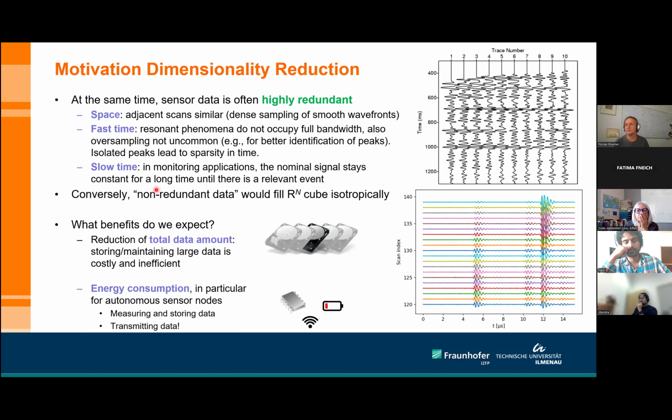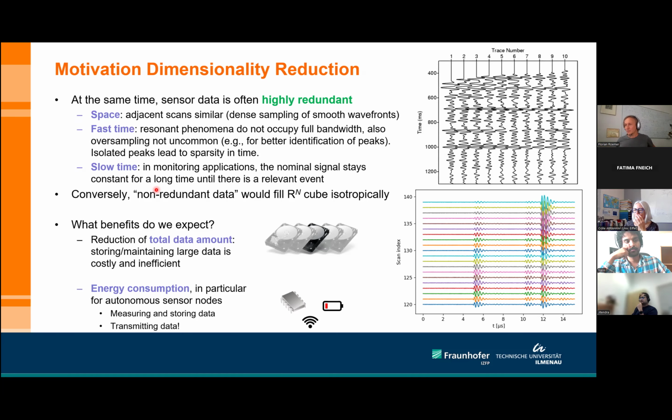The other one, and the more important one I think, is energy consumption. In particular, when we're talking about autonomous sensor nodes, potentially disconnected or only loosely connected to a communication network or to the power grid, there is energy spent in measuring and storing data, and even more energy spent in transmitting the data. So if you can avoid transmitting some of that, you would happily do that. That's a very good motivation for doing data reduction. We measure something, then before we transmit it, we see if we can squeeze out some of the redundancy before we go ahead and transmit.